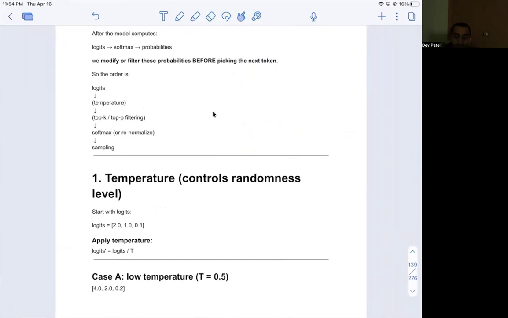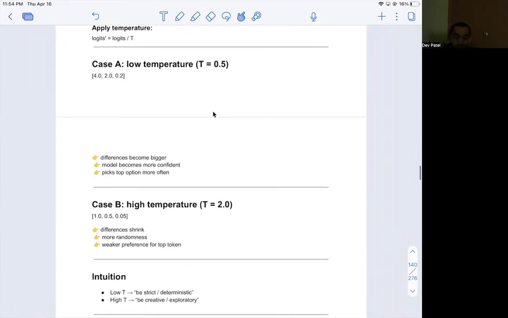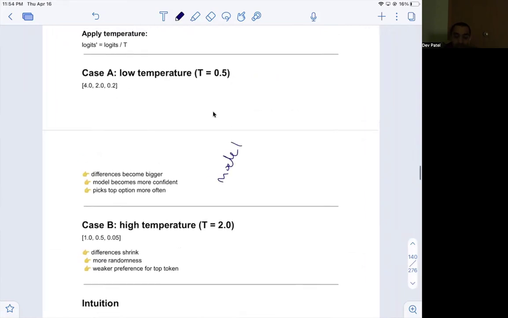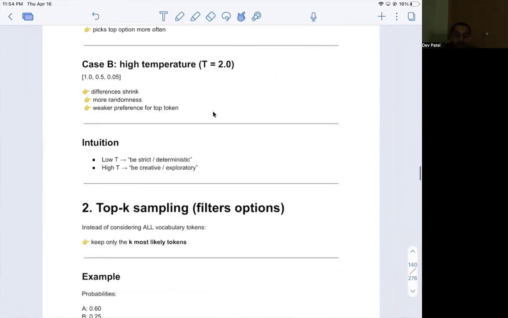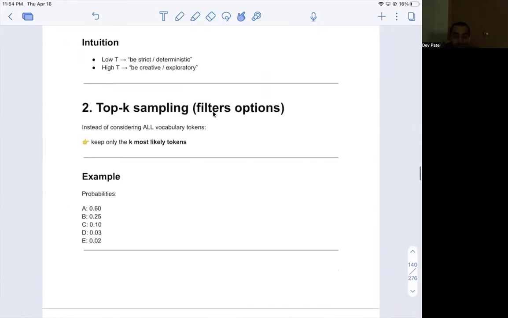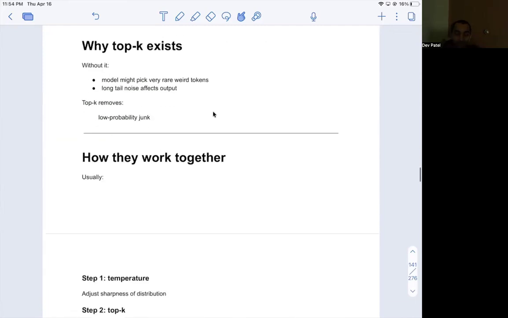Low temperature means that the differences become bigger, the model becomes more confident, so it picks the top option more often. So it's very deterministic. High temperature makes the distribution flatter, so you have some more randomness and unpredictability when it does the next sequence predictions.